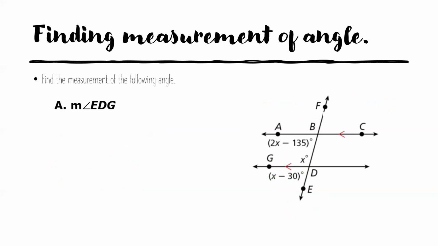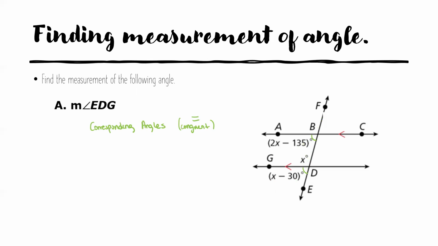Well, what type of angle pairs are these? We're given that this angle here is 2x minus 135 degrees, and that this angle here is x minus 30. First thing I need to do is identify what type of angle pair these are. If they're on the same side of the transversal and in the same position, they are corresponding angles. They're corresponding angles. And I know that since my lines are parallel, corresponding angles are congruent. So since they are congruent, they are equal to each other.